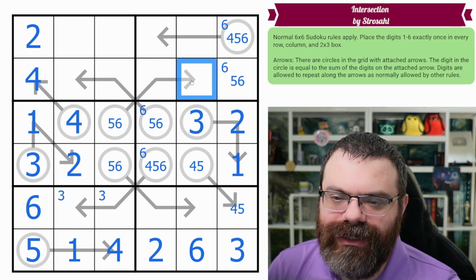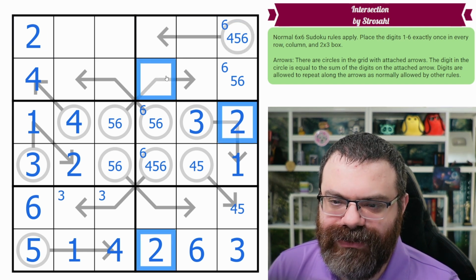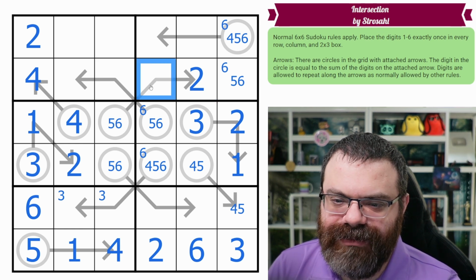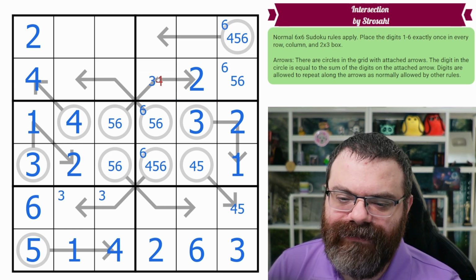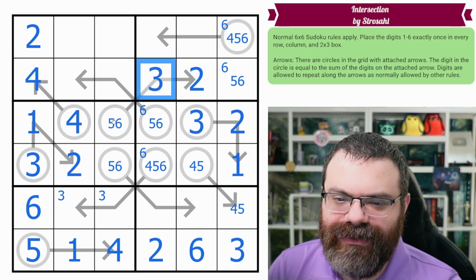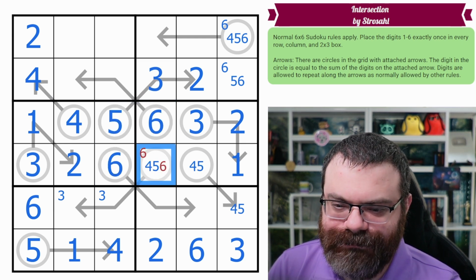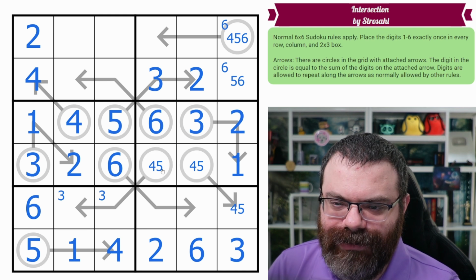We know there's a... Oh, we can place the 2 because of all these 2s looking in. So there's a 2 here. So this adds to 5 or 6, which means this is 3 or 4. Oh, and it can't be a 4. Nice, there's a 4 in the row. So that's a 3, that's 5, that's 6. Oops, I didn't mean to do that. That's 6. This is still a 4, 5 pair, though.